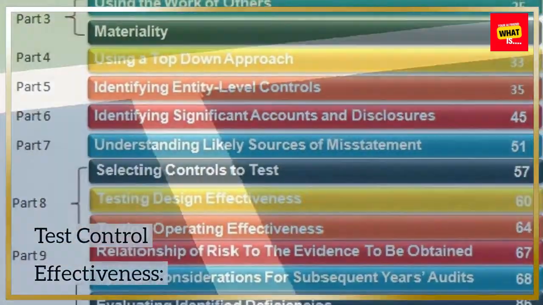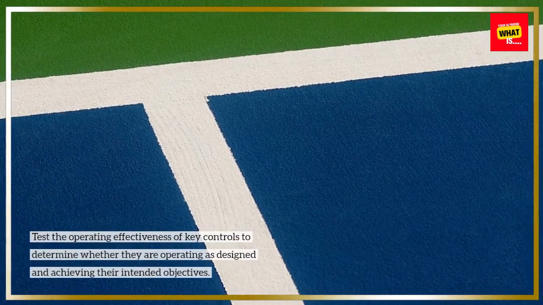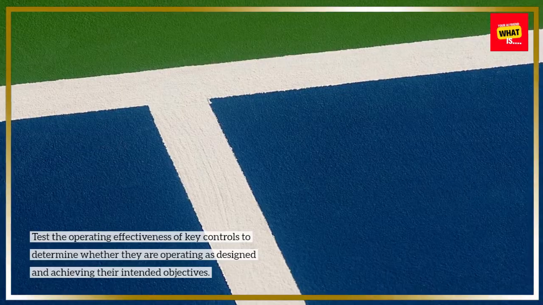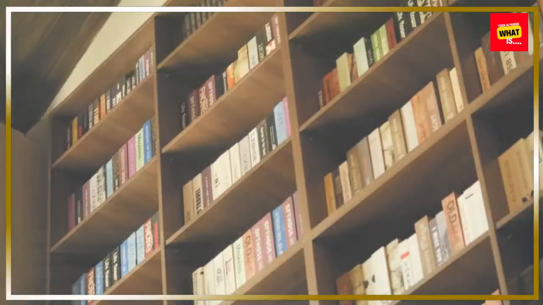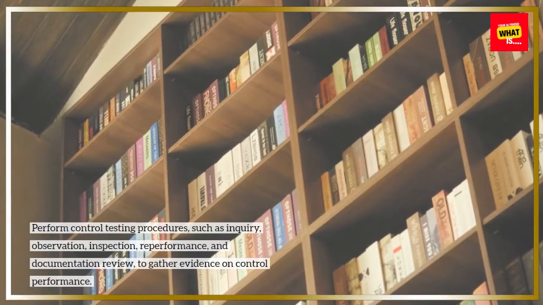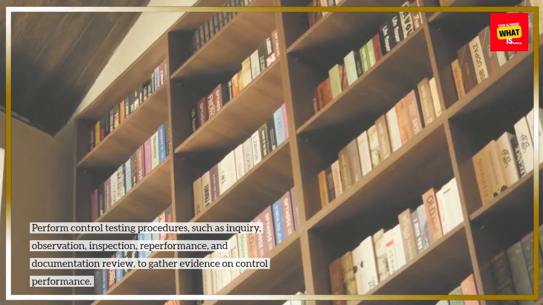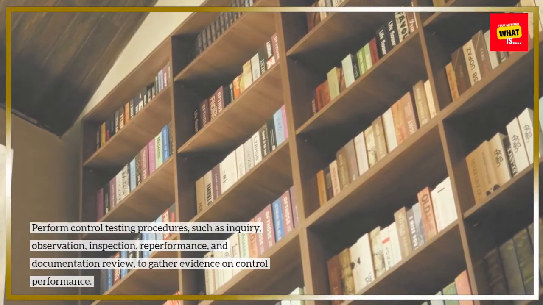Test control effectiveness. Test the operating effectiveness of key controls to determine whether they are operating as designed and achieving their intended objectives. Perform control testing procedures, such as inquiry, observation, inspection, reperformance, and documentation review, to gather evidence on control performance.